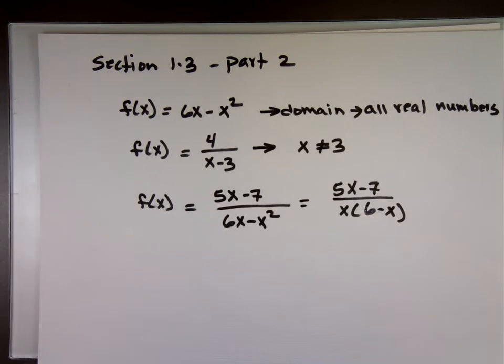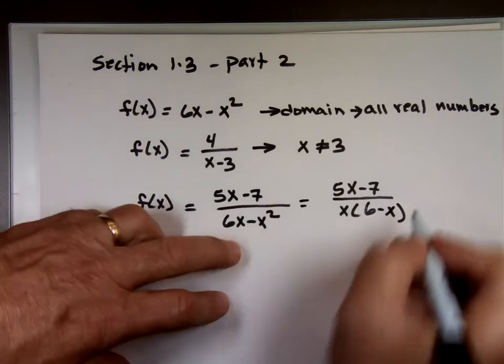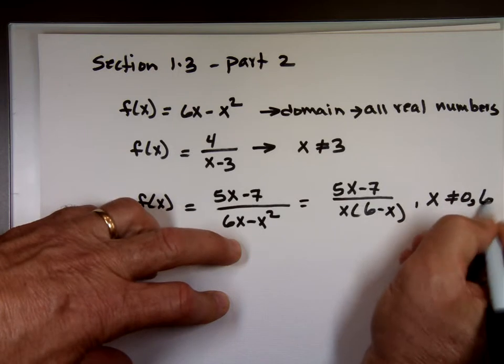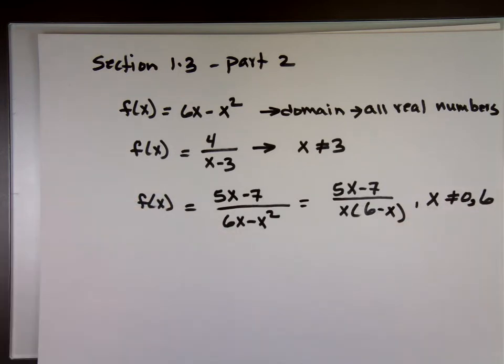So what value or values will make the bottom 0? 0 is one of them, 6 is another one. So your domain is what? X cannot be 0 or 6. That means any number but these.